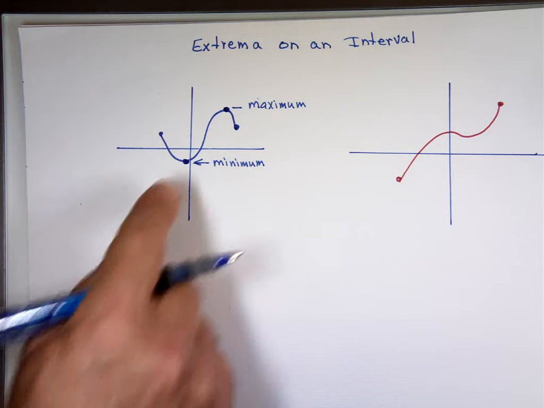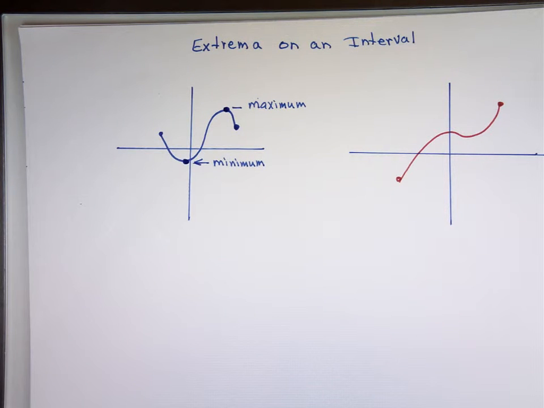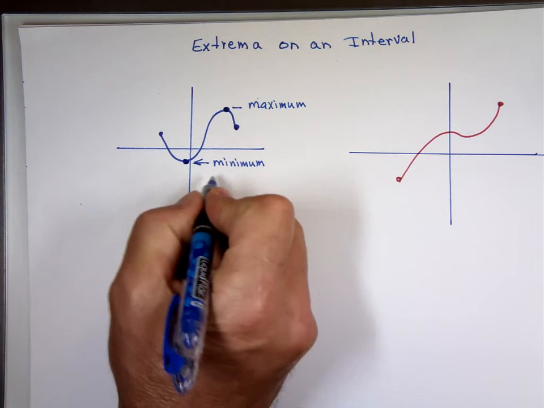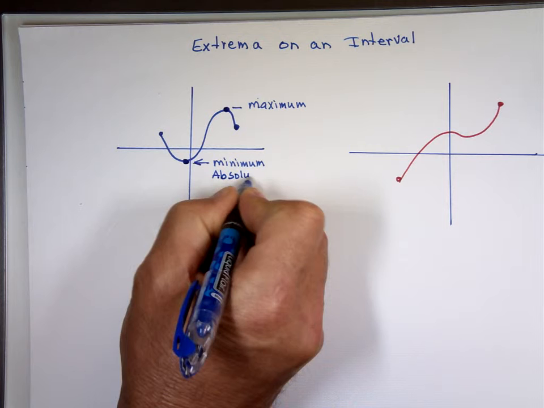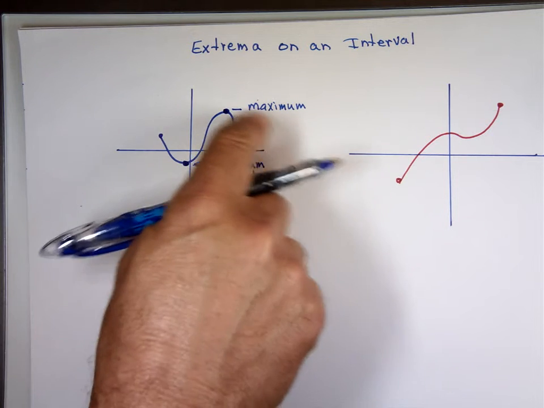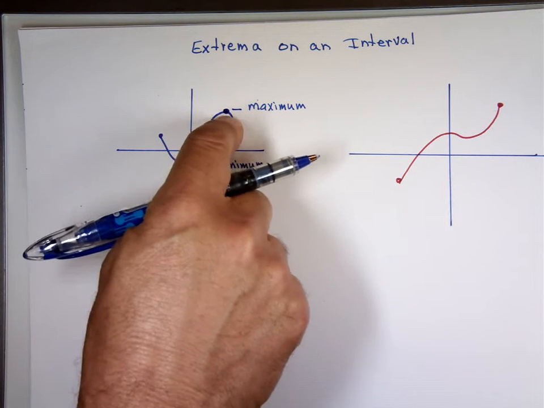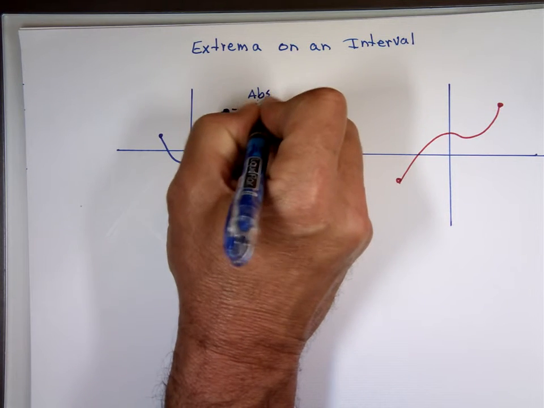Now, is this the smallest y value in the entire graph? Then that's called the absolute minimum. Absolute minimum. That's the smallest y value. Is this the biggest y value, right there? That's an absolute max.